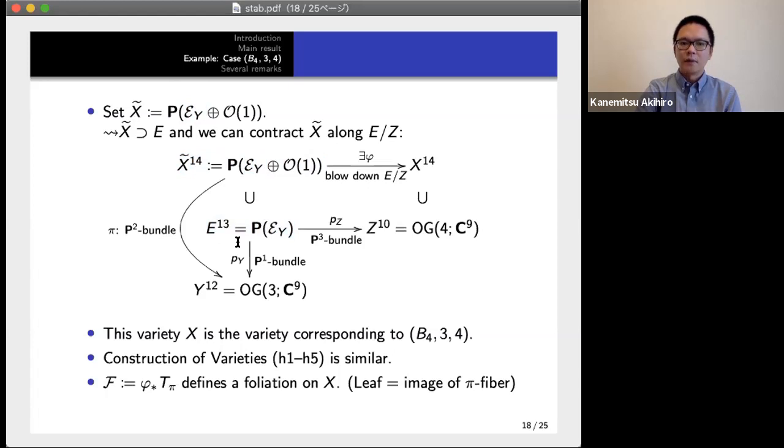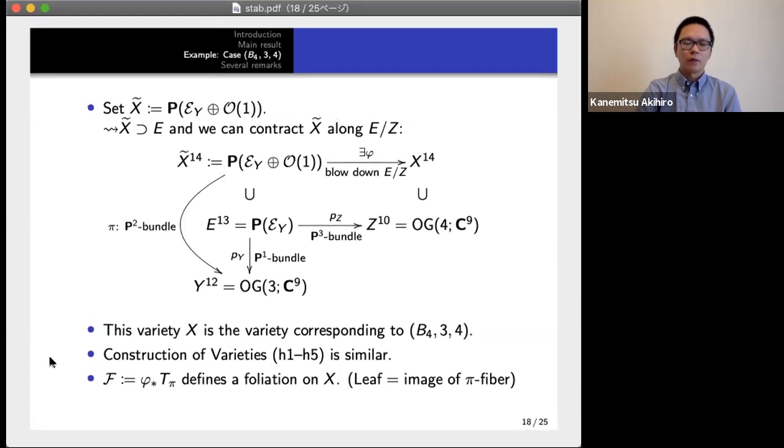But this E admits another projective bundle structure over Z, Pz. And by considering the normal bundle of E in X tilde, we can show that there exists a blowdown of X tilde along this projective bundle. So there exists a smooth variety X, which contains Z as a closed subvariety, and the blow up of X along Z is this X tilde. Then this X is our variety X for the triple B434. And actually the first five cases for type H varieties, the constructions are similar.